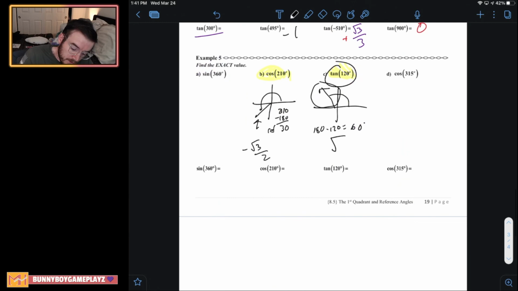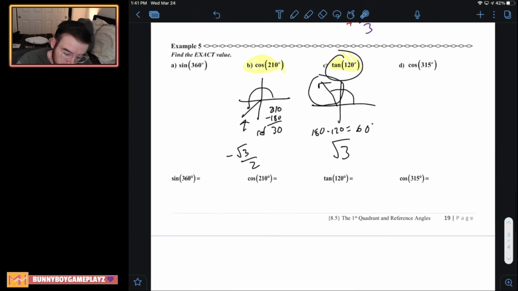Is it positive or negative? Tangent is positive in quadrant 1 and quadrant 3. Okay? All students take calculus. All of them are positive. Tangent is positive. So these two, it's negative.